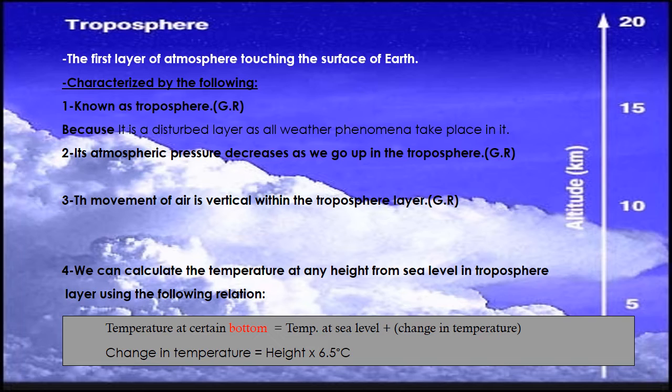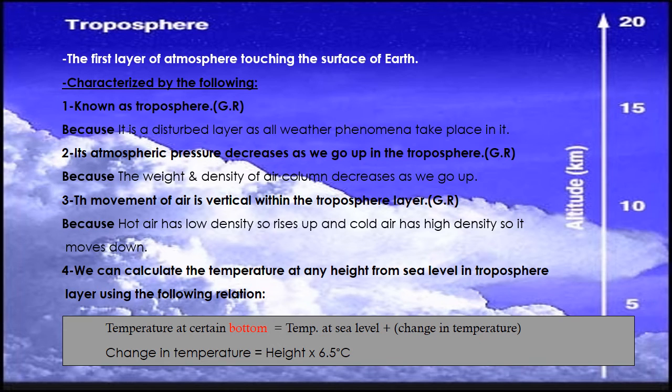Number 2, atmospheric pressure decreases as we go up in the troposphere because the weight and density of the air column decrease as we go up. Number 3, movement of air is vertical within the troposphere. Hot air has low density, so it rises up, and cold air has high density, so it moves down. So the air moves vertically.